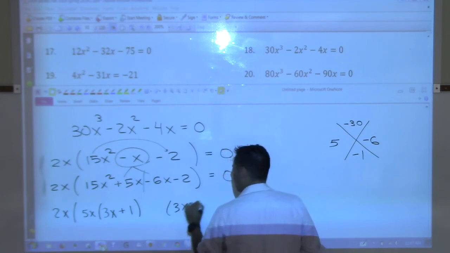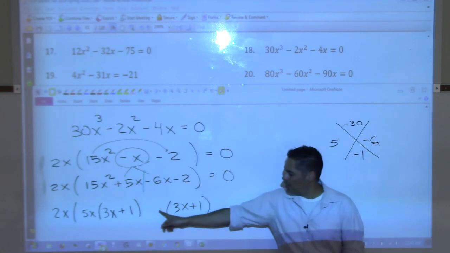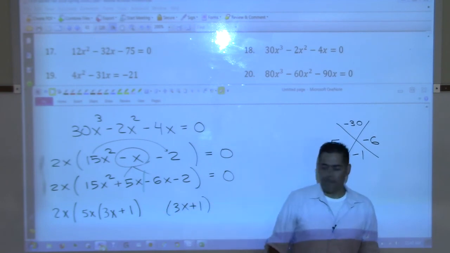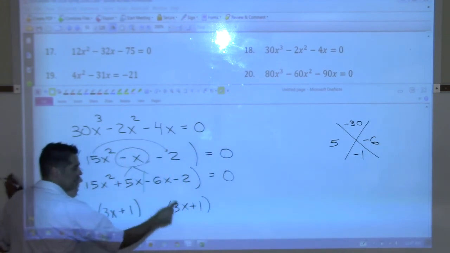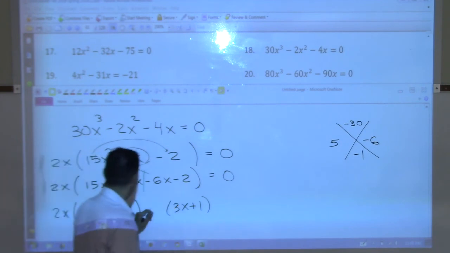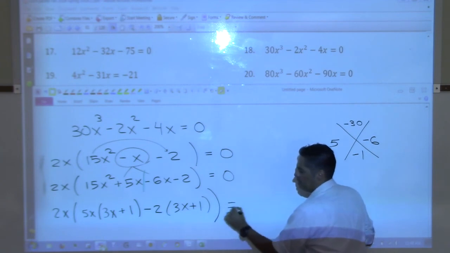3x plus 1 here. Okay, so what would have to be put out here to multiply through to give you back this? You're trying to get 3x to become negative 6x and 1 to become negative 2. Negative 2. Negative 2. And then we'll close the parenthesis and then put equals 0.